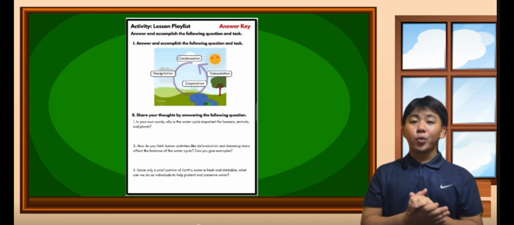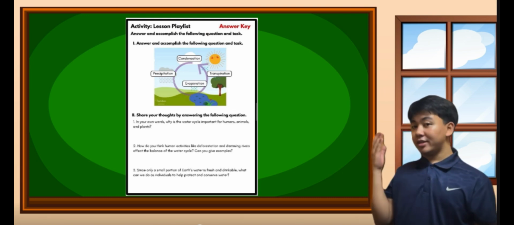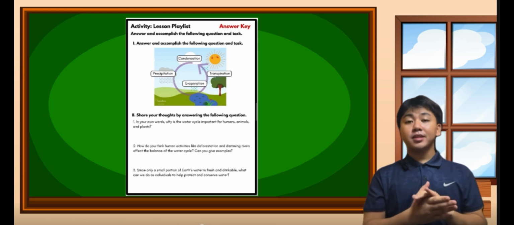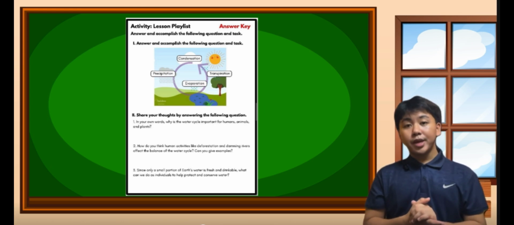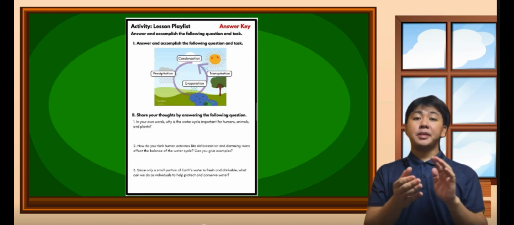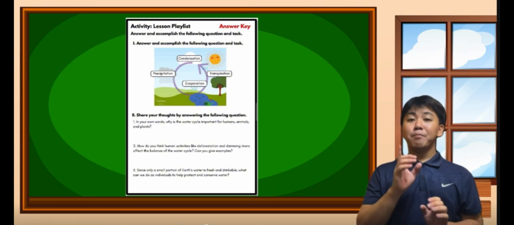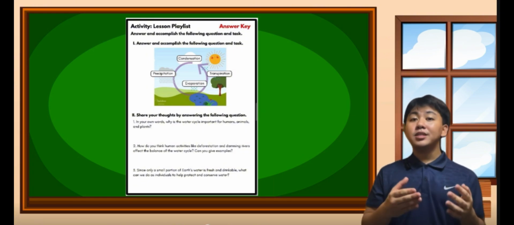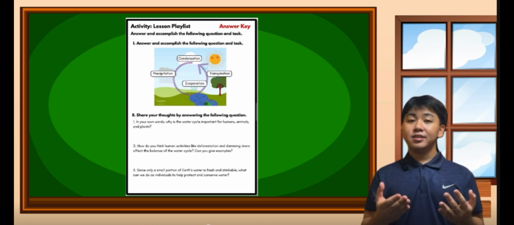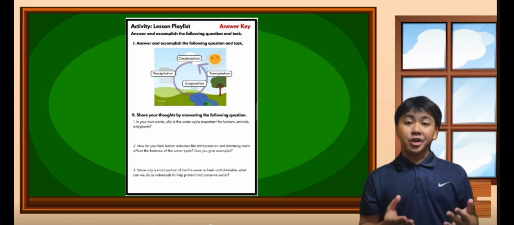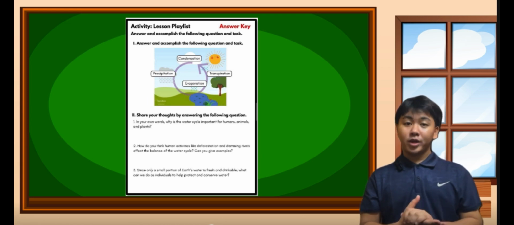Alright, let us check your work. Please follow on the screen. For part 1, for labeling the diagram, the correct labels should be condensation, precipitation, transpiration, and evaporation. Make sure each label is in the correct place in the cycle. For part 2, share your thoughts by answering the following questions.